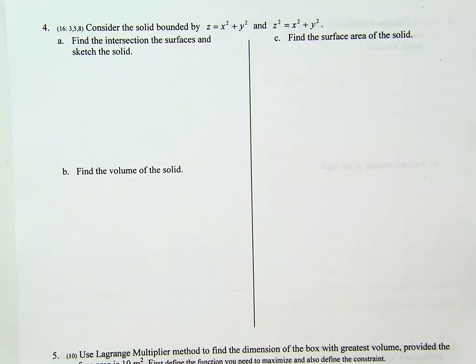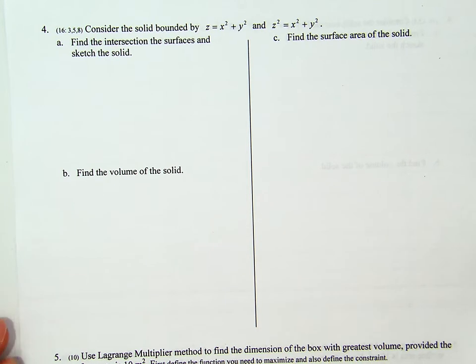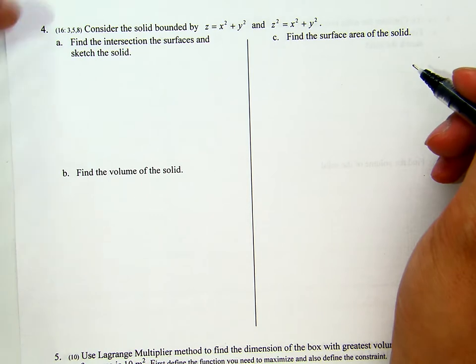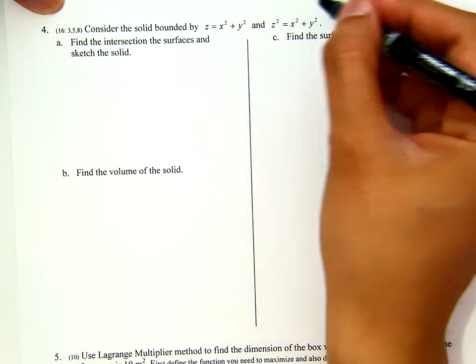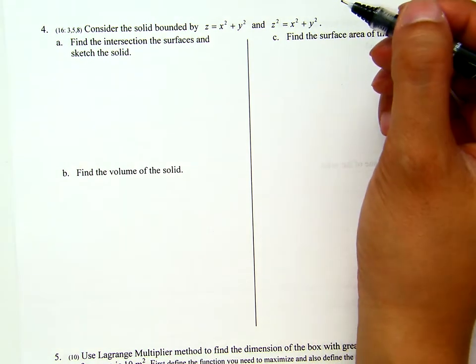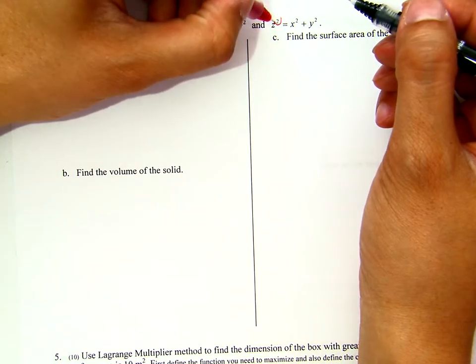The following is from Summer 2009 Math 263 Test 3, number 4. Consider the solid bounded by z equals x squared plus y squared and z squared equals x squared plus y squared. I hope you see the difference. The first one is without the square, the second one is with the square.